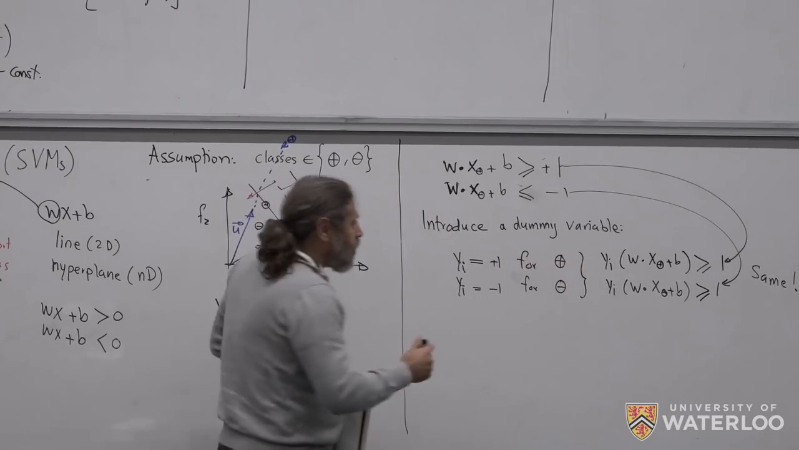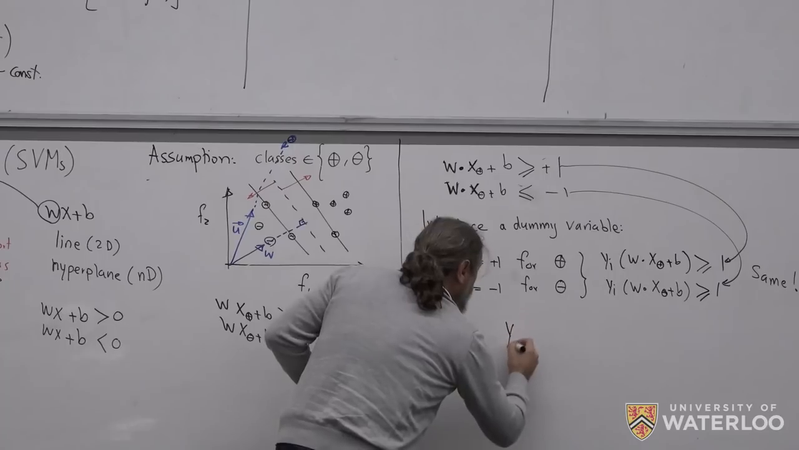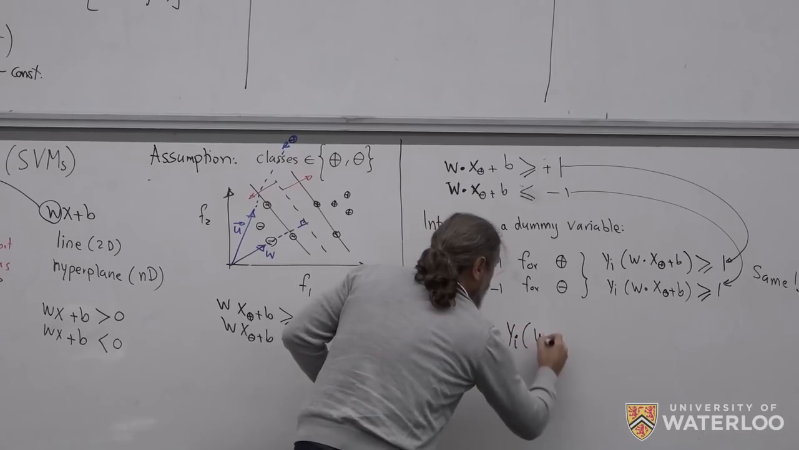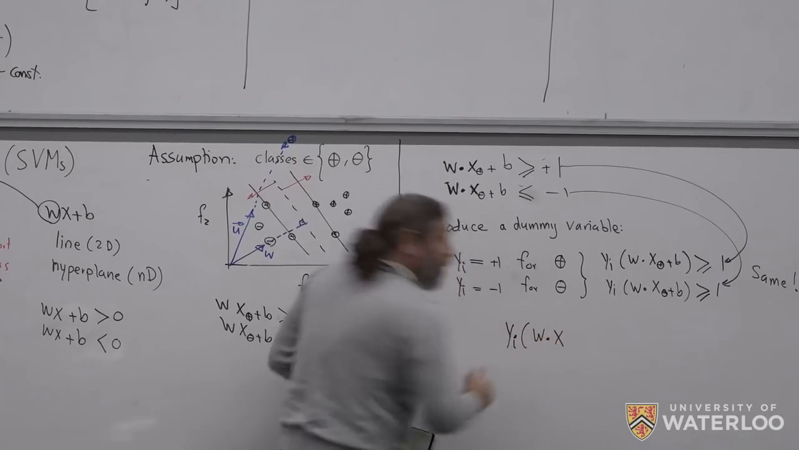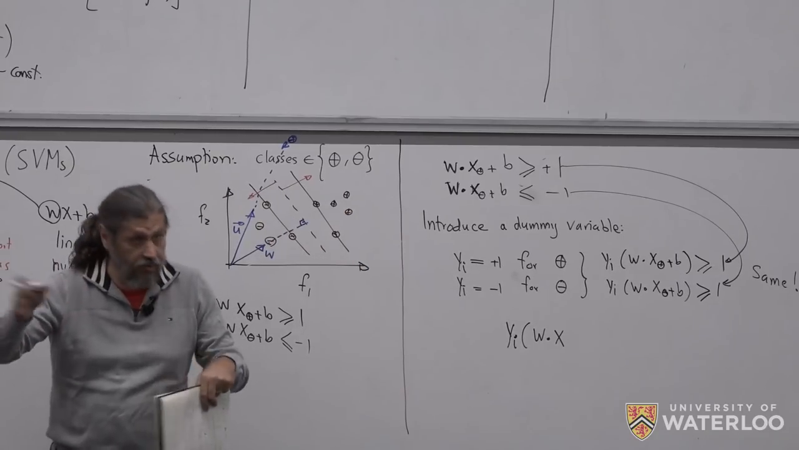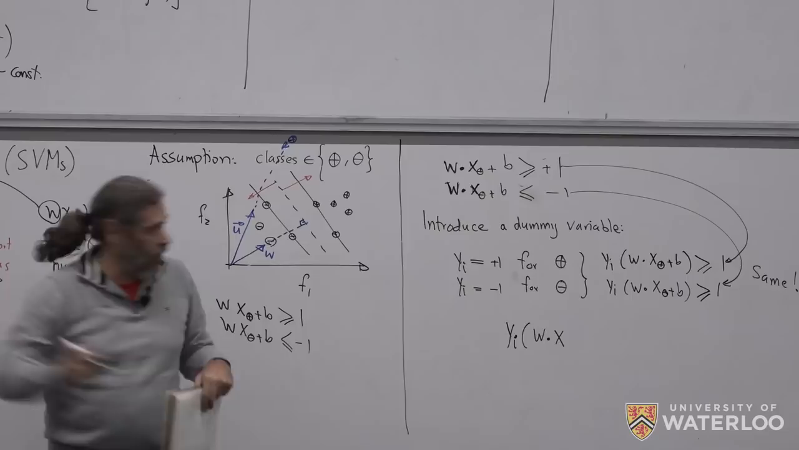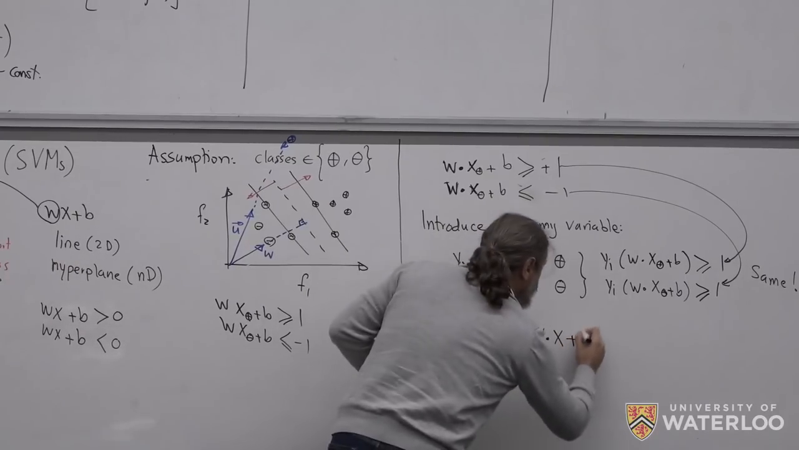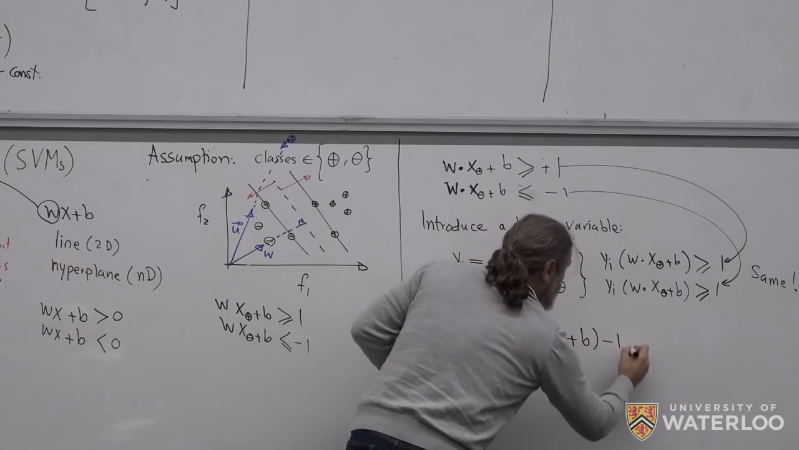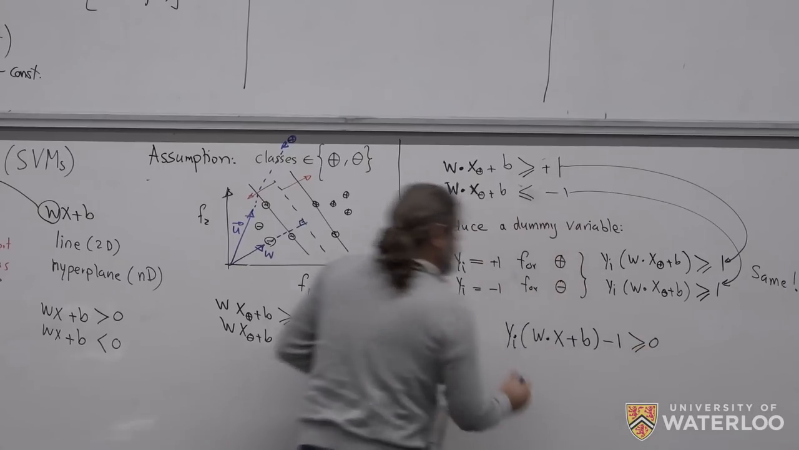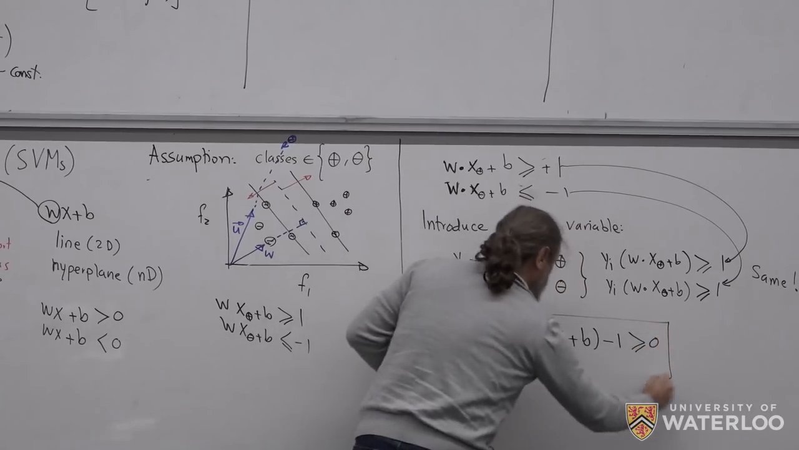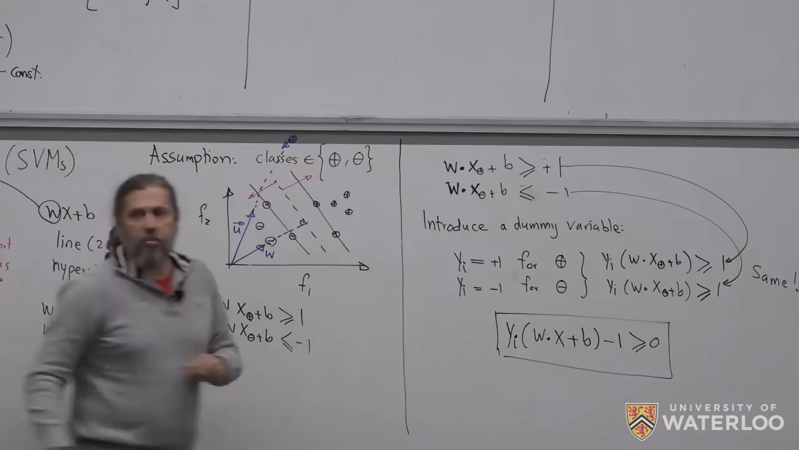So now I have one, which means what? Now I have y sub i times w dot x, and I can write general x, not positive, not negative, just general x, plus b, minus 1 is greater or equal 0. Okay? Now I got my first condition.